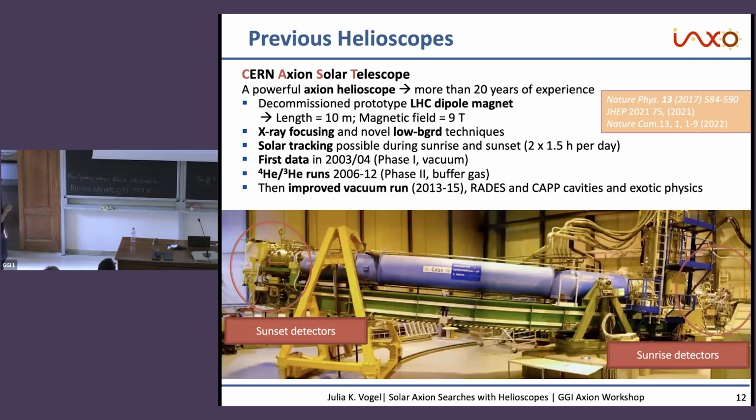And with this setup, there were different phases. 2003 and 2004 was the first phase, the vacuum phase, so evacuated bores. Then this was followed by helium-4 and helium-3 runs at various pressure settings till 2012. And then there was an improved vacuum run with a pathfinder setup for the IAXO experiment, as well as other physics that I'm not going to go into in depth, although I'm going to talk about the Rades helioscope that was tested in CAST as well and took first data. And there was some exotic physics, like we searched for chameleons as well with the CAST setup.